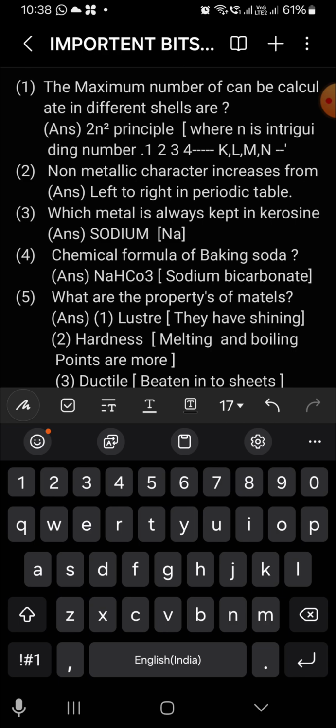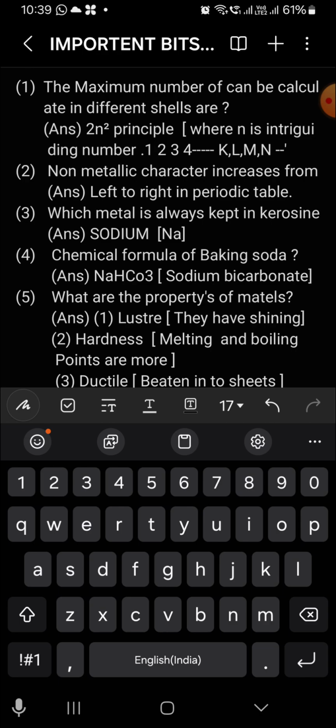the maximum number of electrons that can be accommodated in the different shells. According to Niels Bohr's model of an atom, the electrons are contained in different orbits. These are called K, L, M, N. The protons and neutrons are present at the center of the atom. The electrons revolve around the nucleus in fixed paths called K, L, M, N.